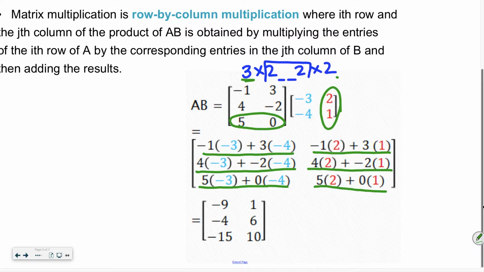Okay, so once you've done all of that, you can take the products and add them together for each entry. So here we have 3 plus -12 to get -9. -2 plus 3 to get 1, etc., etc.